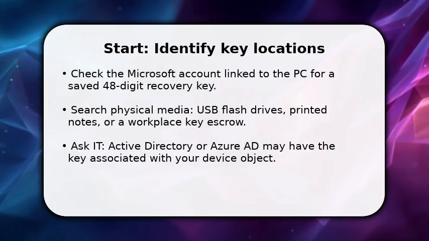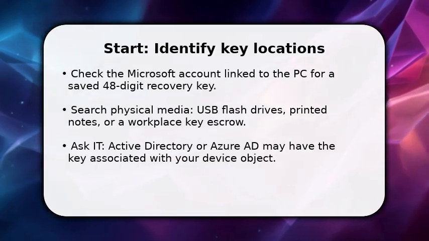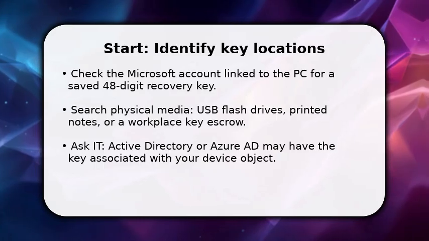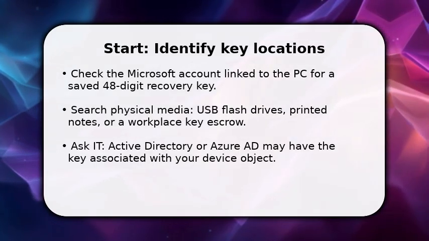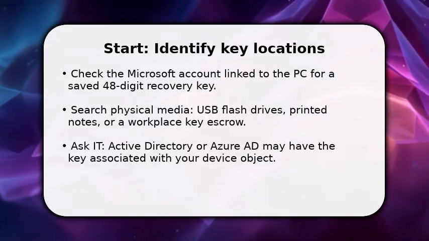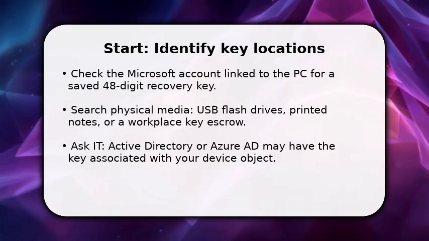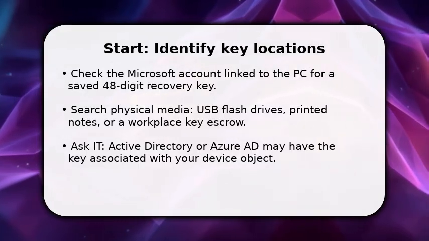You begin by gathering where the 48-digit BitLocker recovery key is commonly stored. Sign in to the Microsoft account tied to this PC and check the devices list. Once done, look for a recovery key entry. Make sure to inspect any USB drives or printed documents you or IT might have created when enabling BitLocker.